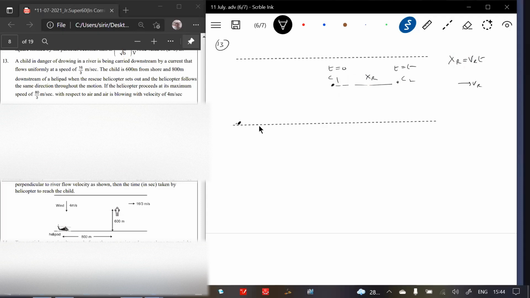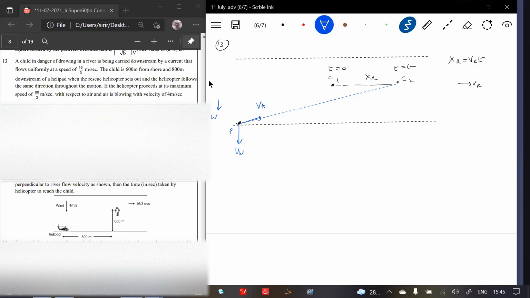The helicopter is here. Now look at the helicopter: it has to start from point P and it has to reach C2. Some video game you might have played, no? That video game only. And the wind velocity will blow like this, VW bar like this. VA, velocity of aircraft with respect to ground, should be directed in this direction.